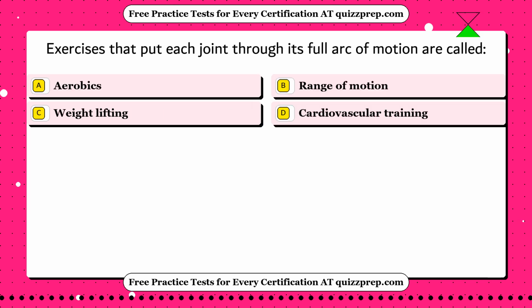Question 71. Exercises that put each joint through its full arc of motion are called. Option A. Aerobics. Option B. Range of motion. Option C. Weightlifting. Option D. Cardiovascular training.